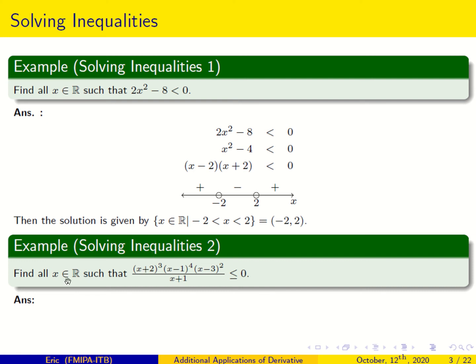And the second one, find all x in real such that it satisfies this. This is less than or equal. So if we draw the sign diagram, minus 2 is included, 1 is included, 3 is included, but minus 1 is not included because it is not in the domain of this function. And we can test points, for example on the interval between minus 2 and minus 1, but minus 1 is not included.